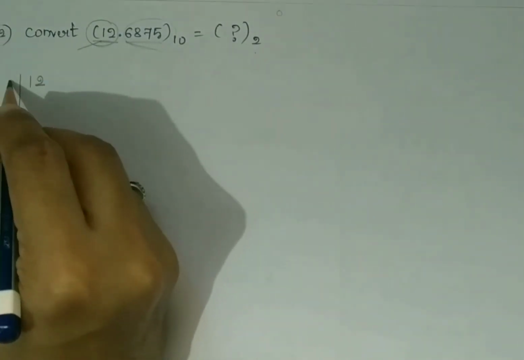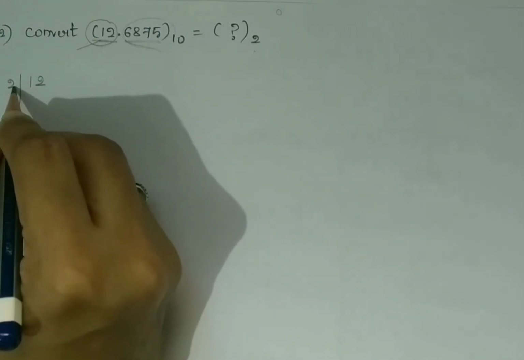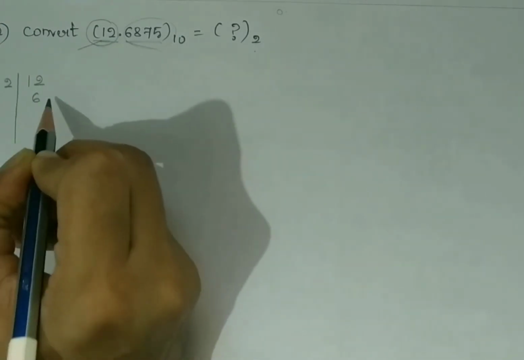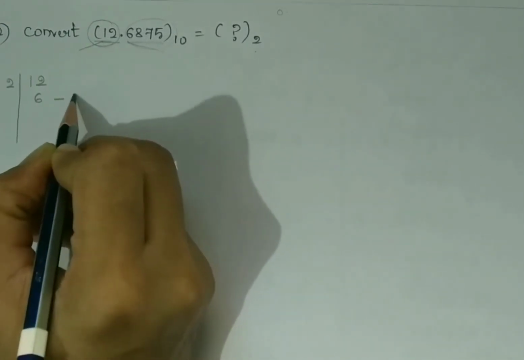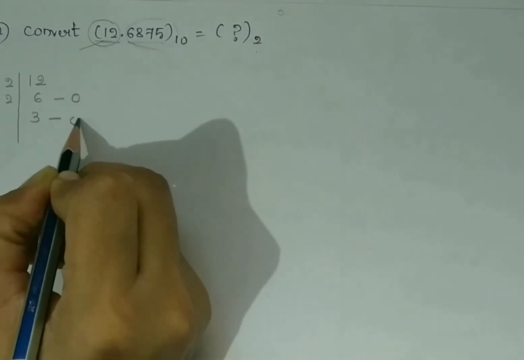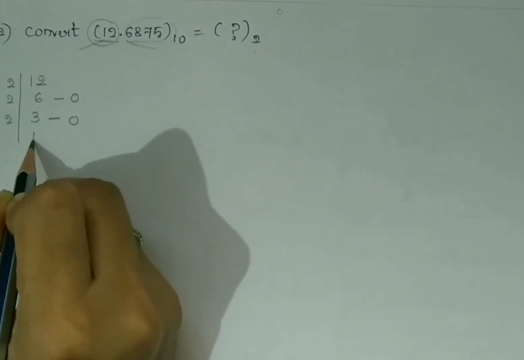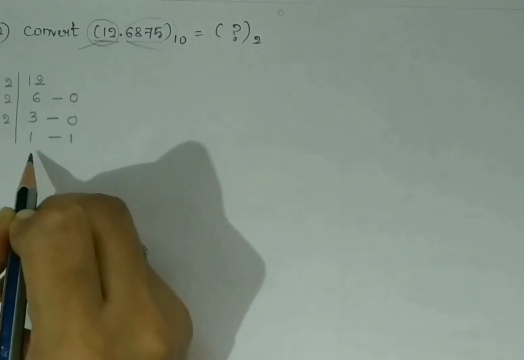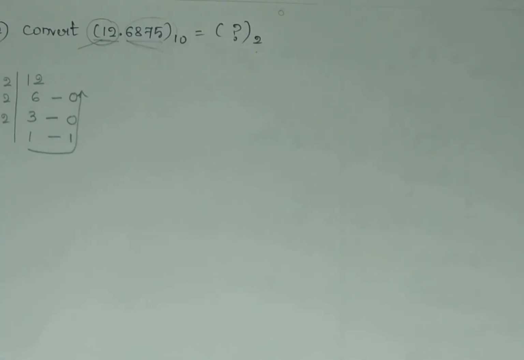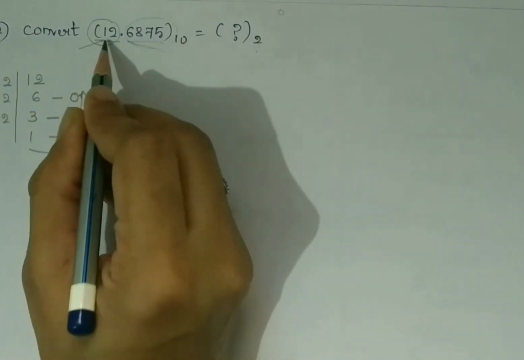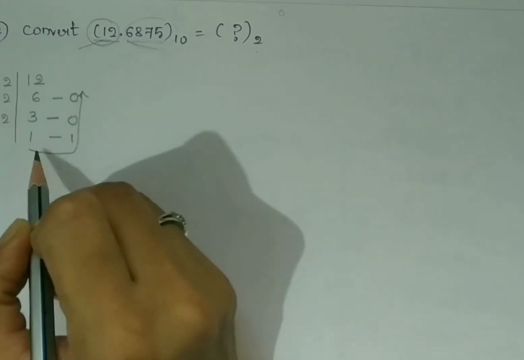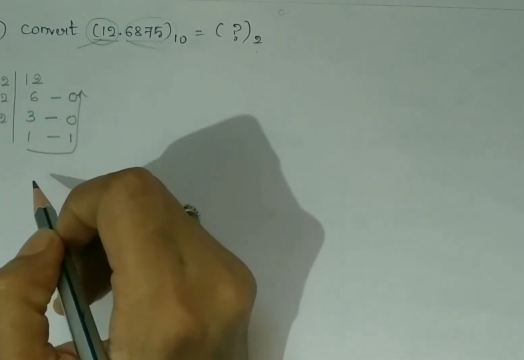12 divided by 2. Why? Because you are converting it into binary. So 2 6s are 12. 12 minus 12 is 0. 2 3s are 6. 6 minus 6 is 0. And 2 1s are 2. 3 minus 2 is 1. And write down these remainders in upward direction. This is 12. 1 1 0 0 is equivalent to 12.